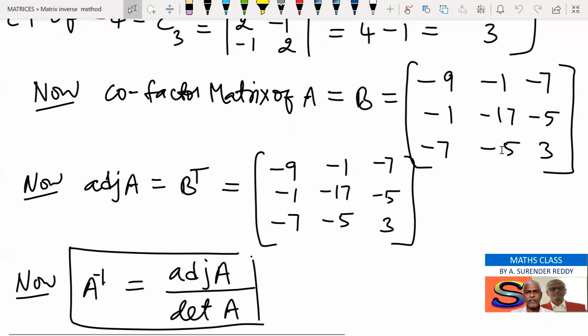If you take the transpose of B, you will get the adjoint. So what is transpose? Converting the rows into columns. Very easy. If you write the rows as columns, that is the transpose, which is the adjoint. So follow the procedure. Transpose is nothing but converting the rows into columns.